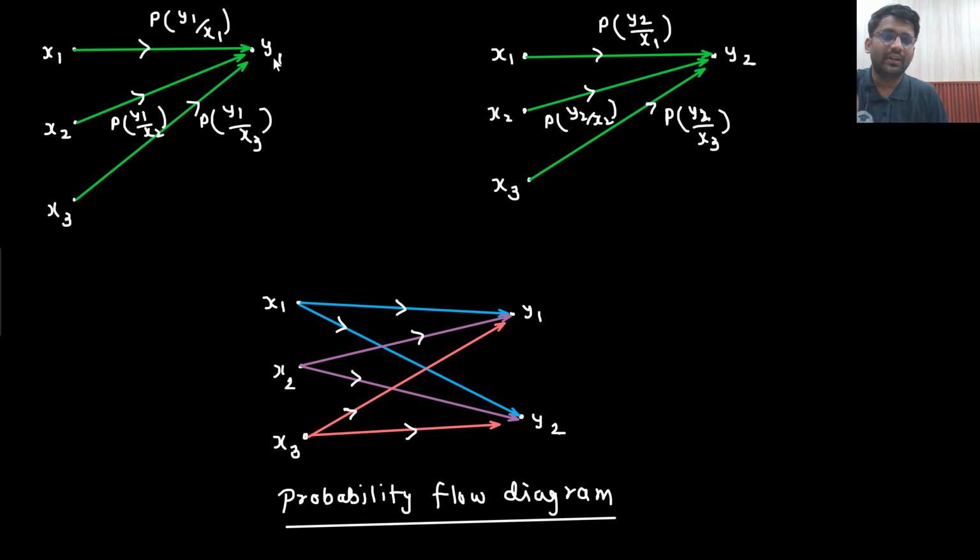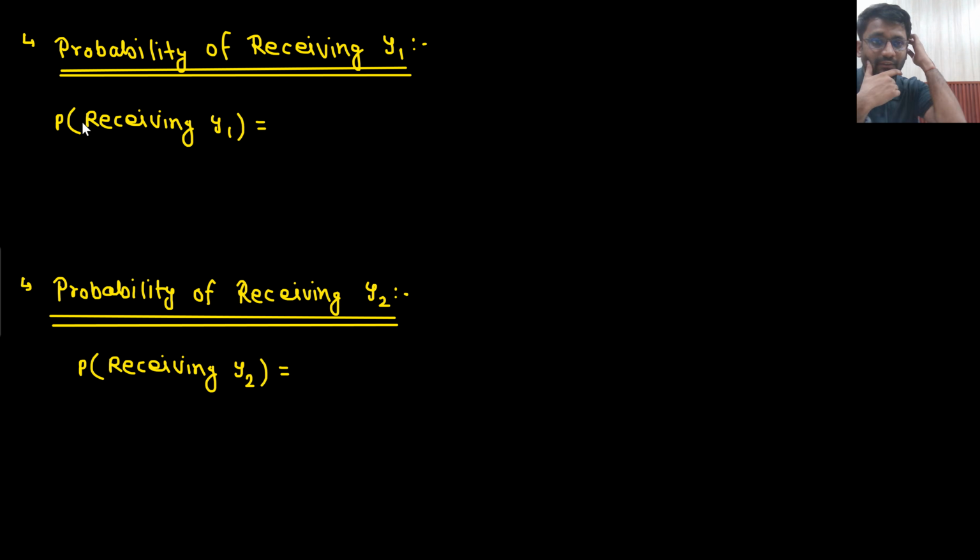If you are receiving y1, it could either come from x1 or from x2 or from x3. If I am receiving y2, it could either come from x1 or from x2 or from x3. Understandable? Then I joined the diagram and this is what I am getting. This is your probability flow diagram. Now they are asking, find the probability of receiving y1. This I will write down as P of y1.